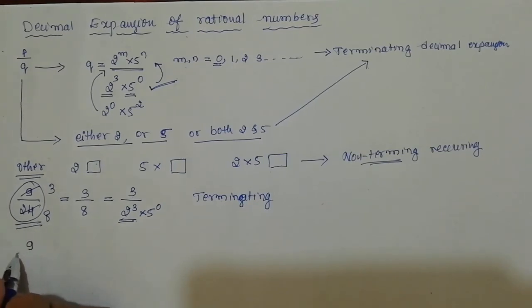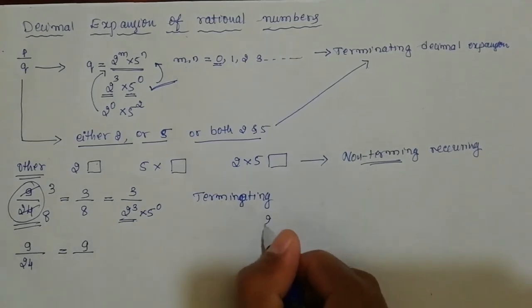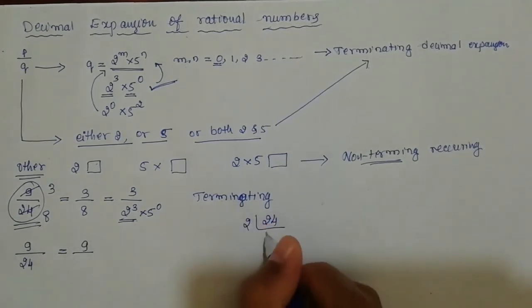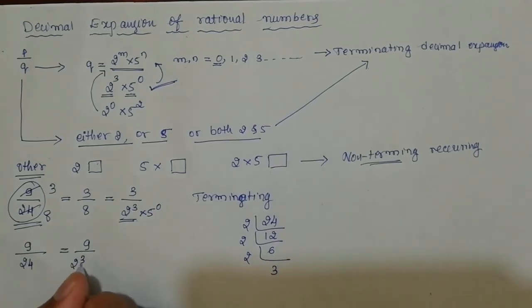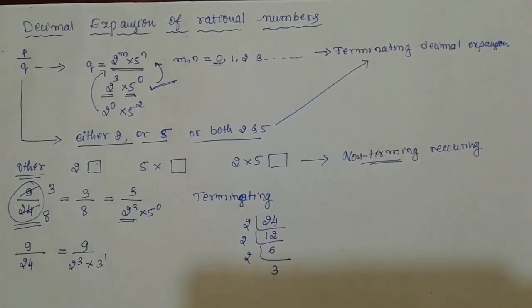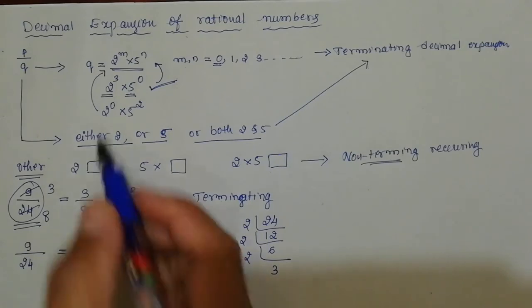Or else, if you want to do it like this, 9 by 24, if you factorize 24, you will get 2 ones are 2, 2 twos are 4, 2 sixes are 12, and 2 threes are 6. So what is the prime factorization of 24? 2 power 3 into 3 power 1. But immediately many students decide that it is not in the format of 2 power m into 5 power n, that's why it is not terminating, but that is wrong. Remember, if it is possible to divide the numerator by any number in the denominator, you need to divide, and only then apply this theorem.